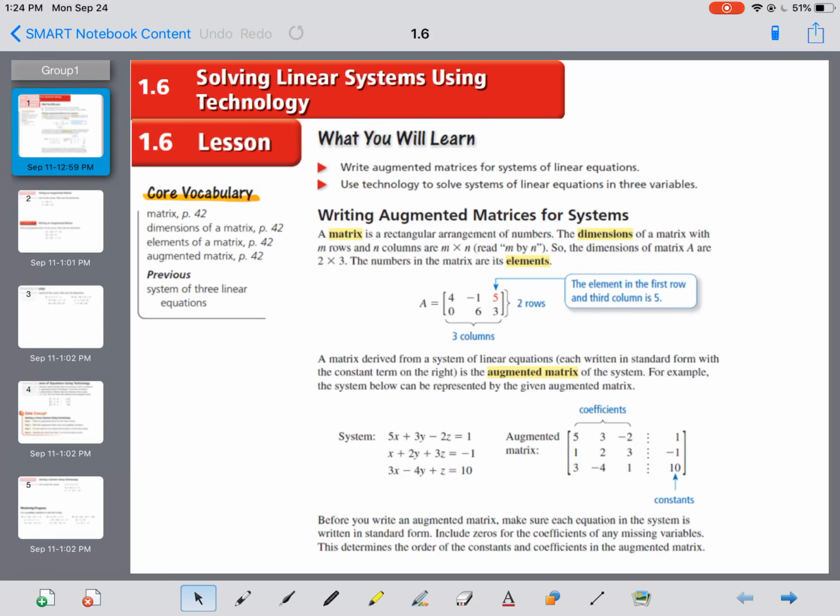All right, we're going to be talking about solving linear systems using technology today. So we just talked about solving linear systems and doing it by the math using elimination or substitution, usually the elimination method. But there is a technological way to be able to do this.